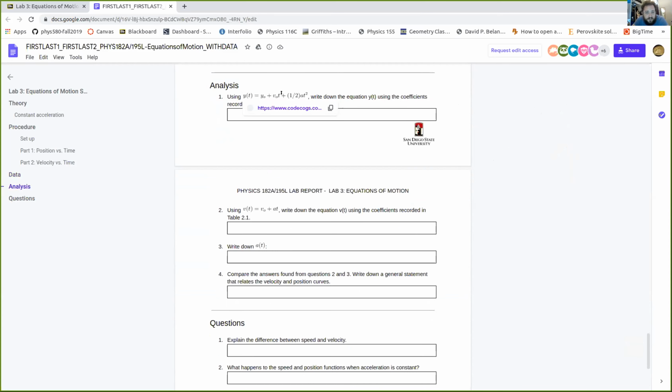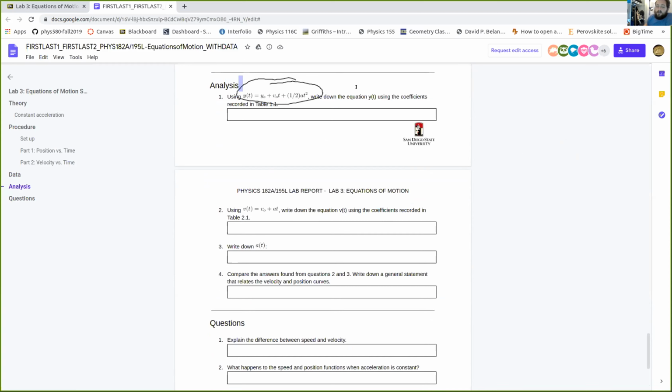Okay, using this expression, which is the one that we've basically been talking about, the master of all kinematics expressions, that guy right there. We're just gonna write down that equation and use the coefficients that we recorded in the other tables. That means we found out what V naught was, we found out what Y naught was, and we found out what A was, right? So just write it as an expression.